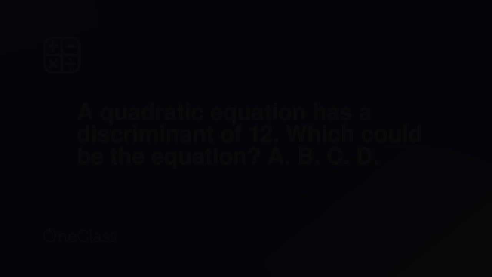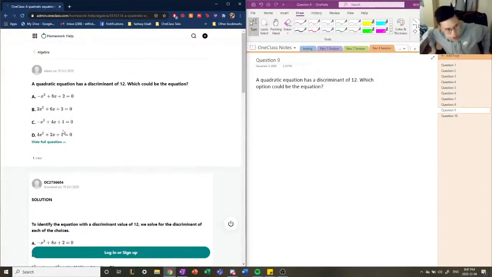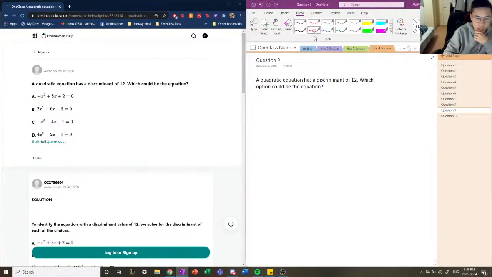All right, great. So the next question reads: a quadratic equation has a discriminant of 12. Which could be the equation? The discriminant is a formula which helps us determine the number of zeros that a quadratic function has. It can be written as D = b squared minus 4ac.